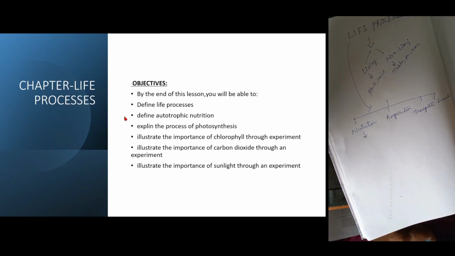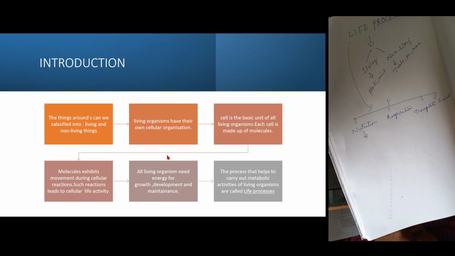At the end of this nutrition, we will be able to define what is life process. We can define autotrophic nutrition, explain the process of photosynthesis, illustrate the importance of chlorophyll through the experiment, illustrate the importance of carbon dioxide through the experiment, and also illustrate the importance of sunlight through the experiment. So, first of all, we will start with the introduction of nutrition.